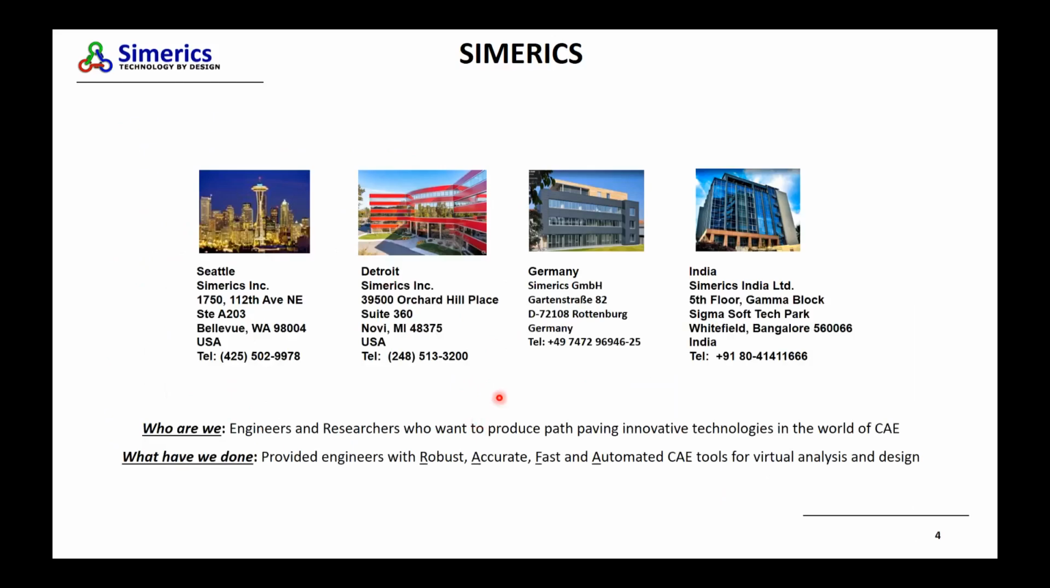So Simerics, we are essentially in 4 places. The headquarters where the software development happens is in a suburb of Seattle, which is in Bellevue, Washington. Me and Yave are in the Detroit suburb of Novi. This is the application support arm. We also have offices in Germany, in Rothenburg, and in India, in Bangalore.